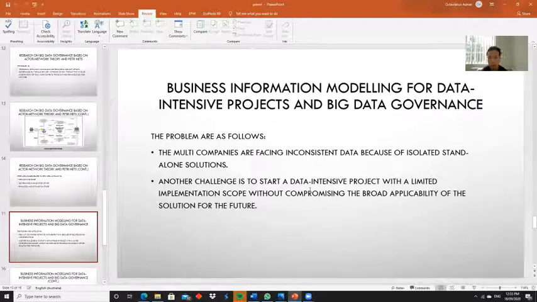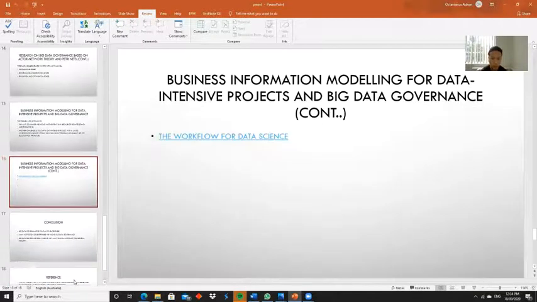We come to the last one. The problem is that multi-companies or multi-enterprises are facing inconsistent data because their solution is only one and standing alone. Also, there's another challenge: to start a data-intensive project with a limited implementation scope and without compromising the broad applicability of the solution for the future.